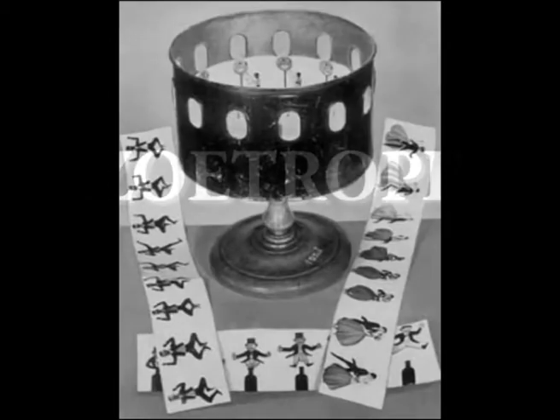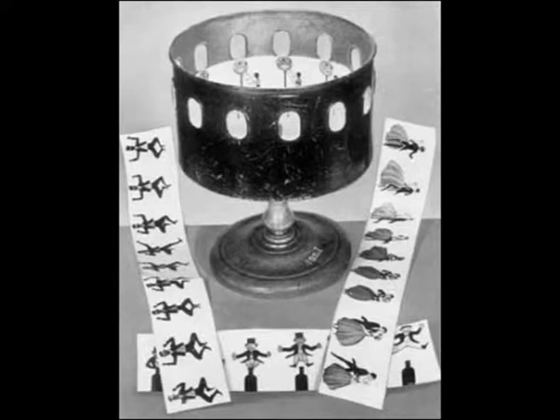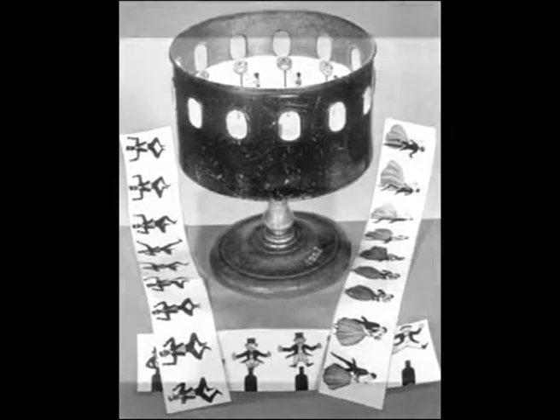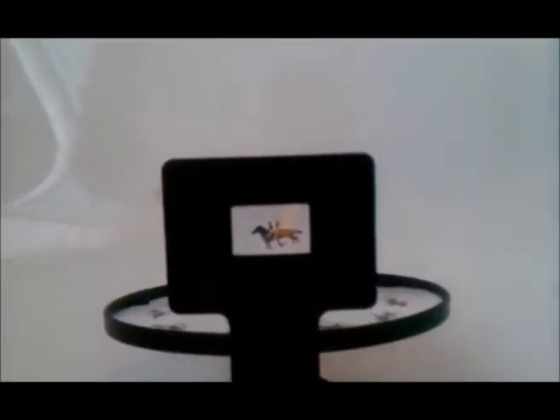A zoetrope is a device that produces the illusion of motion from a rapid rotation of a series of pictures drawn or painted on the inside. The earliest known zoetrope was created in China around 180 AD by the inventor Ting Huan.